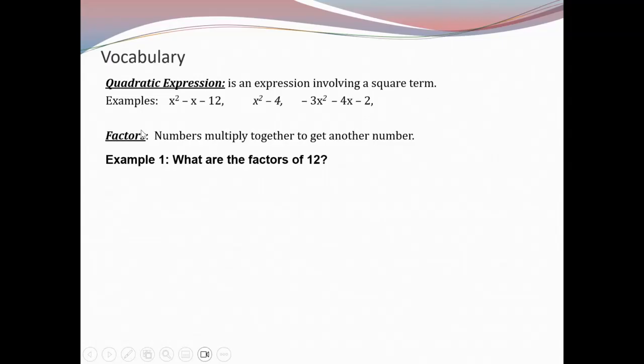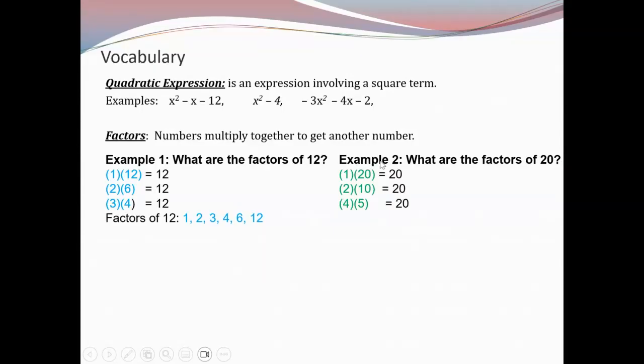Example, what are the factors of 12? It's just saying, how can we get 12? 1 times 12, 2 times 6, and 3 times 4. So the factors of 12 are 1, 2, 3, 4, 6, and 12. These are called factors.